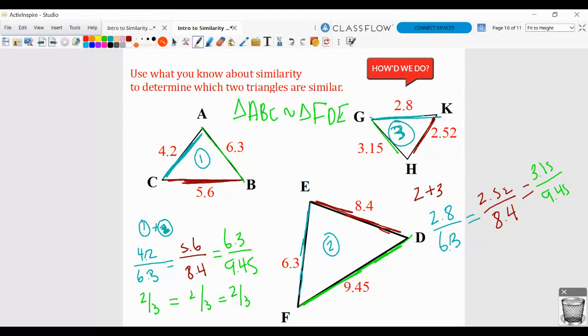2.8 over 6.3, I get 0.4 repeating, which is 4/9. 2.52 over 8.4, I get 0.3, which is 3/10. Oh, those aren't the same. So I don't even need to keep going. These two aren't similar. Corresponding sides are not proportional, right? And the same thing would happen if you did 1 and 3. Okay?